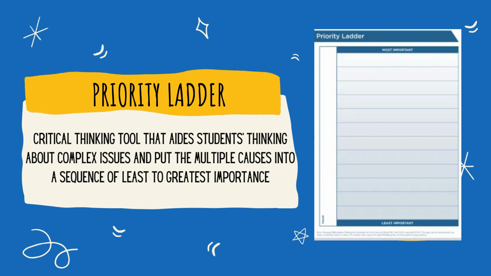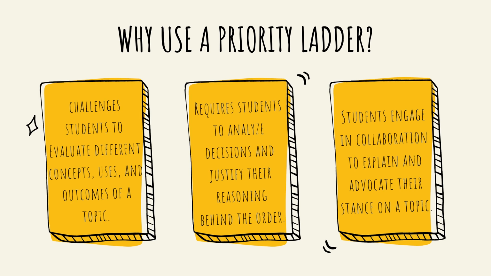This is a great tool to use in your classroom with your gifted and talented students, both individually and as a whole group. What makes the Priority Ladder so great for our gifted and talented kids, you ask? It challenges students to evaluate different concepts, uses, and outcomes of a topic. It also requires students to analyze decisions and justify their reasoning behind the order. Finally, it allows students to engage in collaboration and further explain and advocate for their stance on a topic.